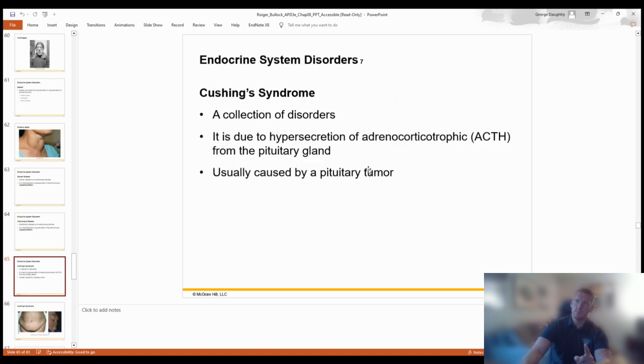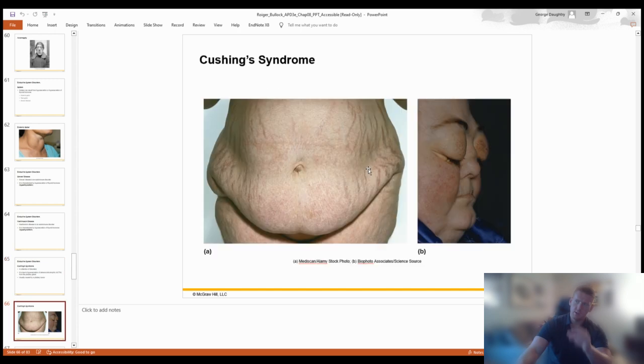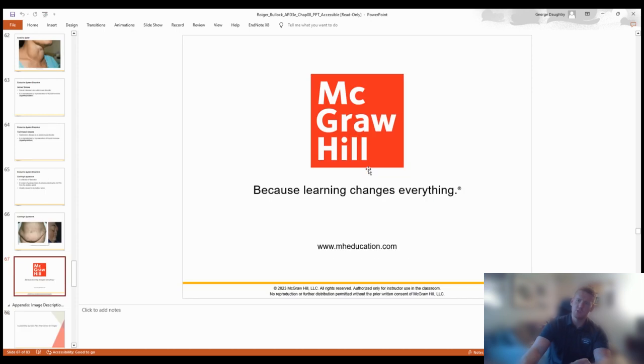Okay, and then finally, let's talk about Cushing's syndrome. Okay, Cushing's syndrome is a collection of disorders within the endocrine system. Okay, and it's due to the hypersecretion of adrenocorticotropic hormone from the pituitary gland, and this has resulted in tumors within the pituitary gland. Okay, too much is being produced, tumors have developed, and it results in significant abnormalities, uncontrolled growth of adipose tissue, right? And the adipose tissue can manifest in a number of places: abdomen, face, even the eyelids, it looks like, right? That's an example of Cushing's syndrome.